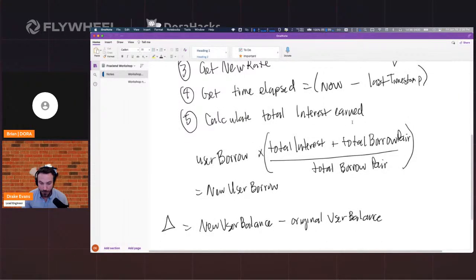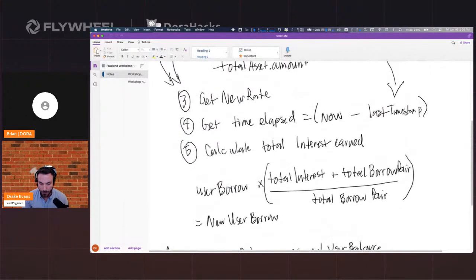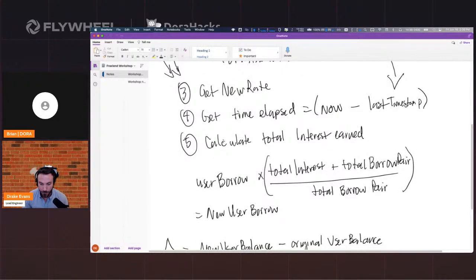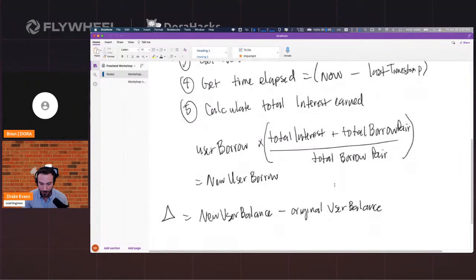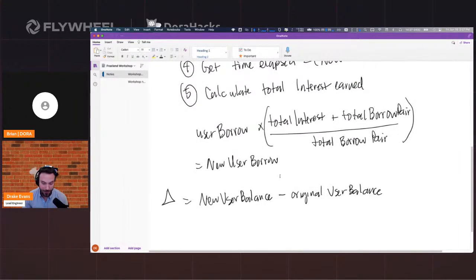So then to calculate the total interest earned, you take the total amount the user has borrowed times the total interest accrued, which we calculated earlier. And then we multiply that times the total borrowing, or add that to the total borrow, divided by total borrow again. And this gives us the new amount the user owes. And if you want to just know the pending interest, you take the new user balance minus the original user balance. And I'm going to call those user borrow just to keep the notation similar.